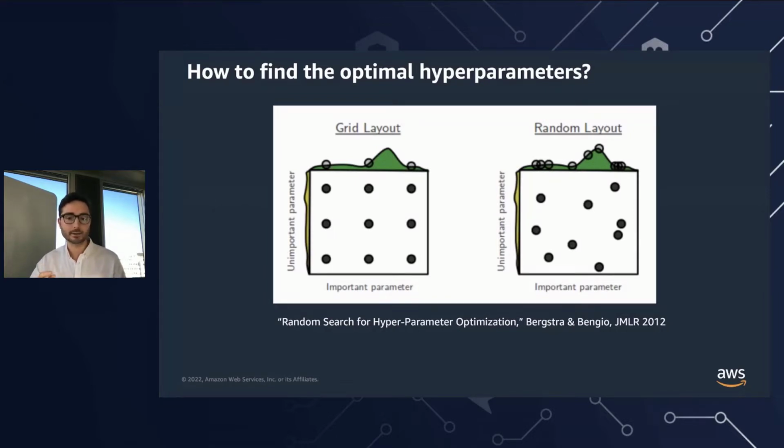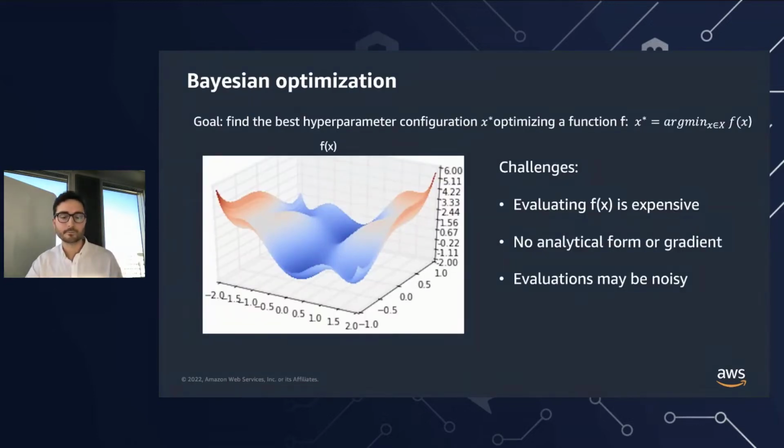So you're exploring the search space more effectively and you are leading your search to find a better optimum. But can we do better than this? Can we do better than random or grid search? And this is what we do in Amazon SageMaker Automatic Model Tuning. On top of offering random search, we also offer Bayesian optimization.